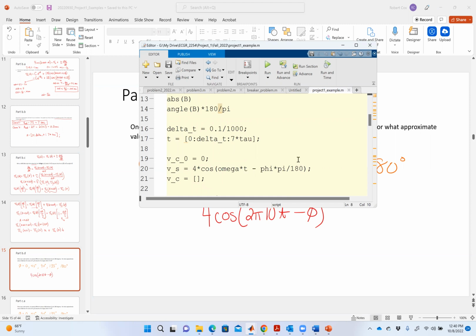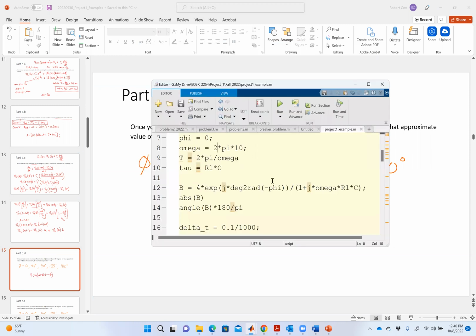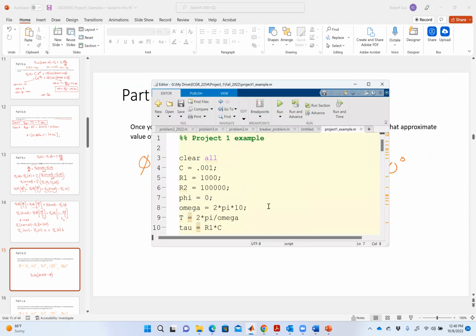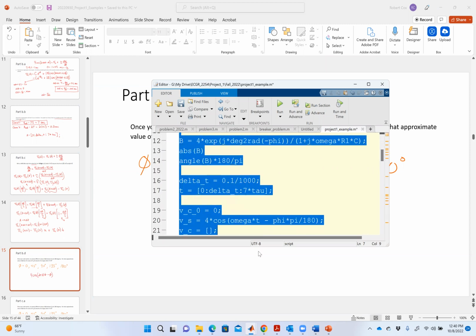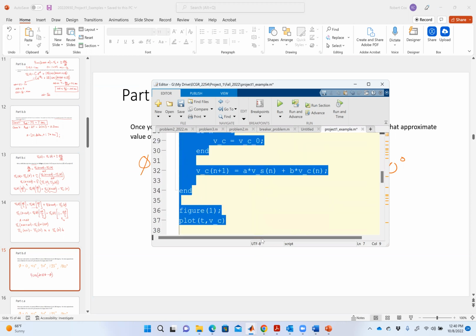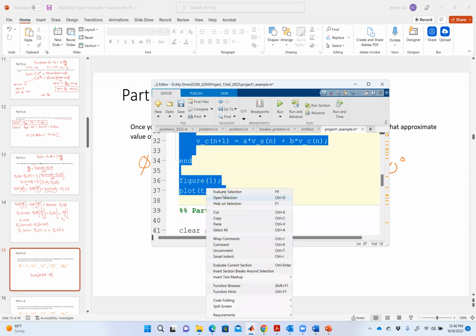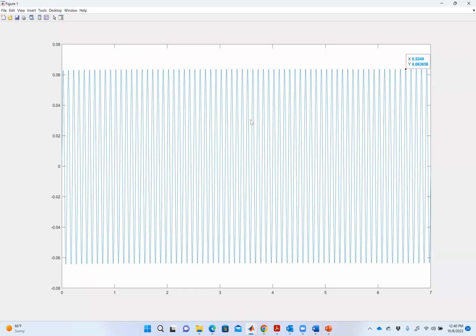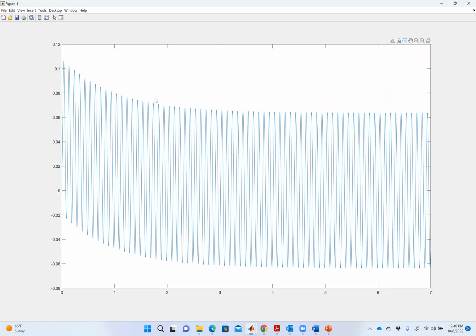Now, you could write a for loop or something, probably, to try a couple of different values, and to plot them all and do some fancy stuff. I'm just going to try these values and see what happens. So I'm going to say phi equals 45 degrees. I'm going to run this again and evaluate selection. It takes a second to run. There it is. Now, what I see is the transient response has totally changed.